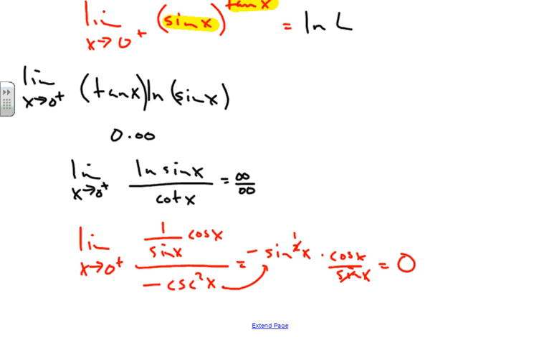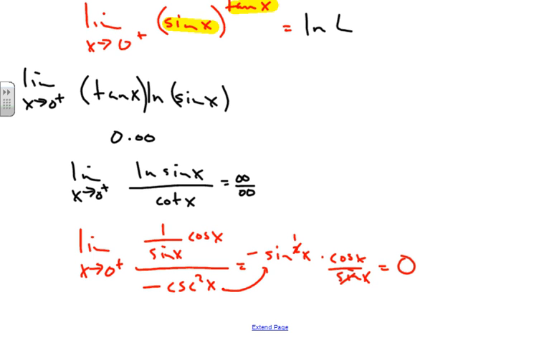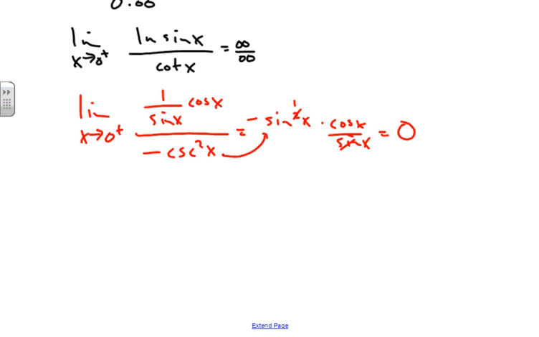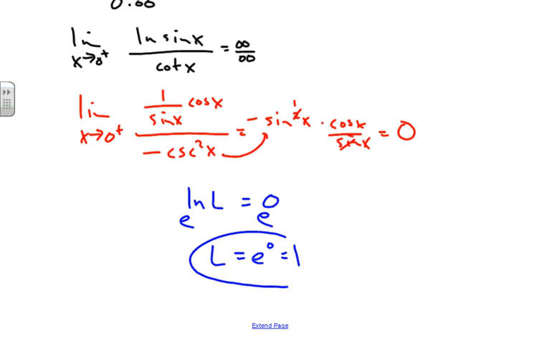That's a very common expression we have. But we realize that that is not the actual value we're looking for, because that was actually the natural log. So that 0 that we found is actually equal to the natural log of L. So how do we solve for L? E both sides, and L equals e to the 0, which equals 1. And that is actually our limit.